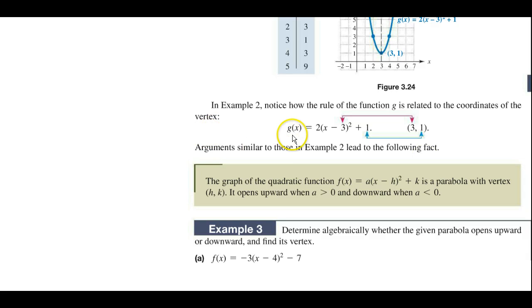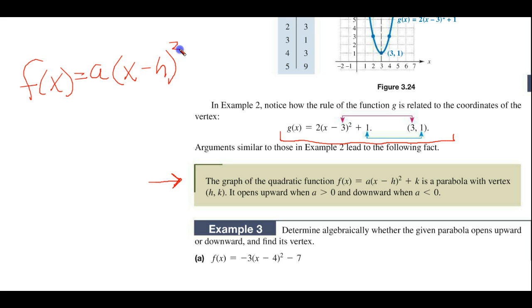Now this leads then from this algebraic expression or function notation to a generalized formula, which is f of x equals a times x minus h, the quantity squared, plus k. Now we think of this as the vertex general formula, where k will be our y value of the vertex, and h is going to be our x value of the vertex.